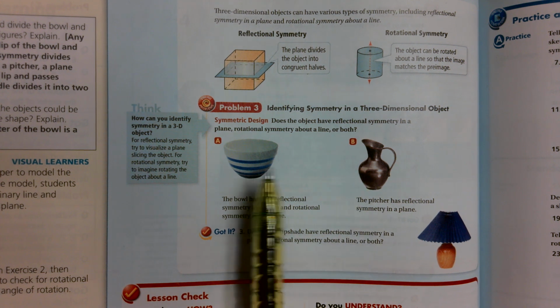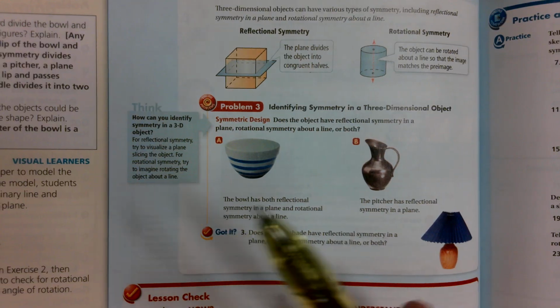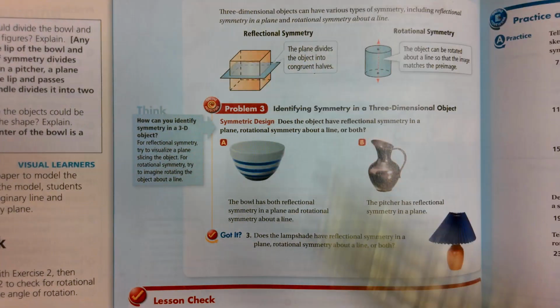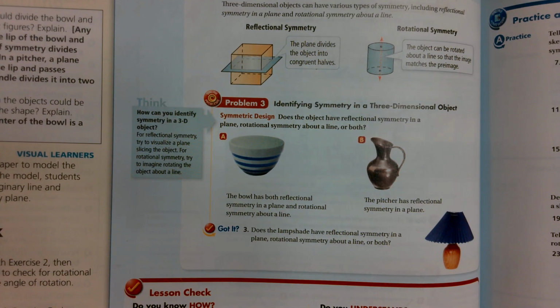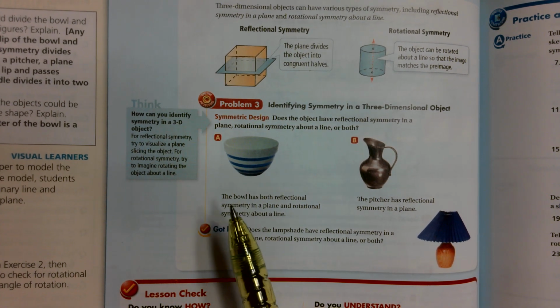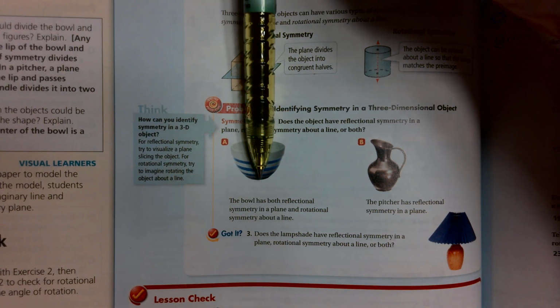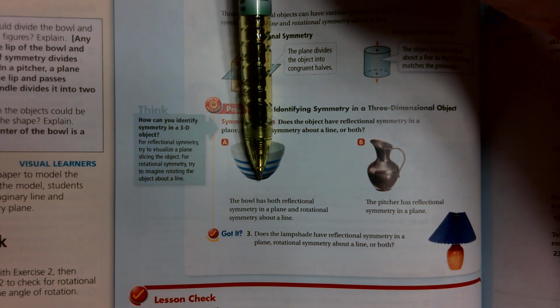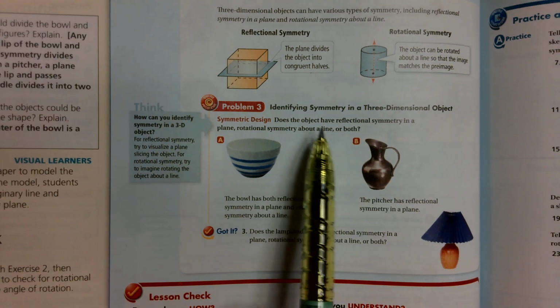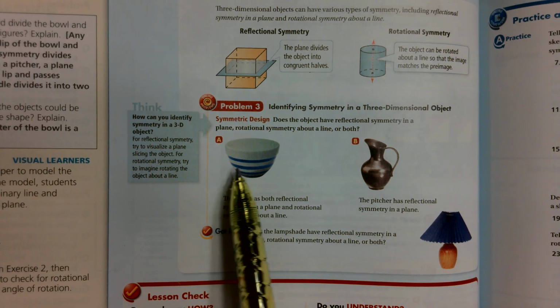Okay, and let's do the other one. How about rotational symmetry? Is there anywhere you could take the pen and put it through and it would spin around the pen and have the same thing happening all the way around? Yes, so you could put it right through the middle here and spin around it and you'd have the same thing. So yes, it has both. It has reflectional symmetry and rotational symmetry.